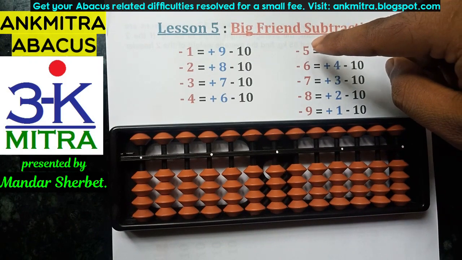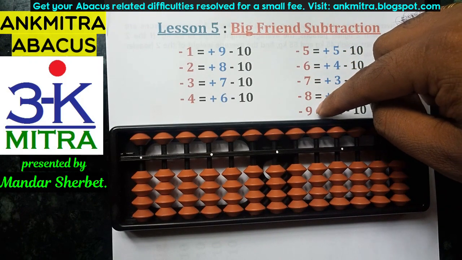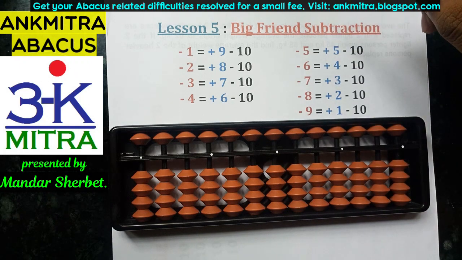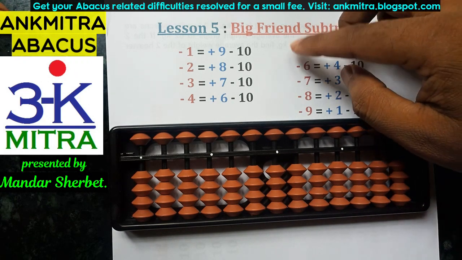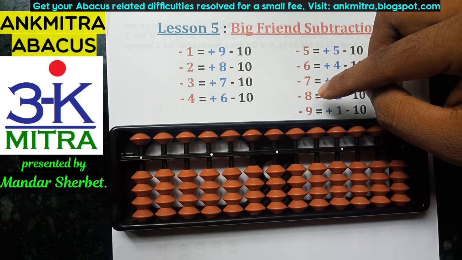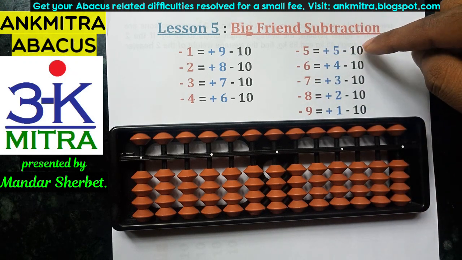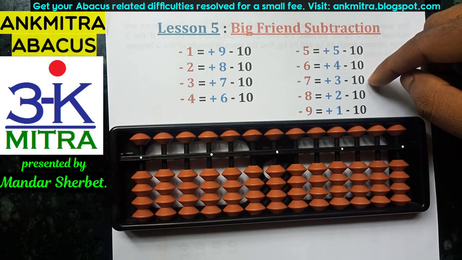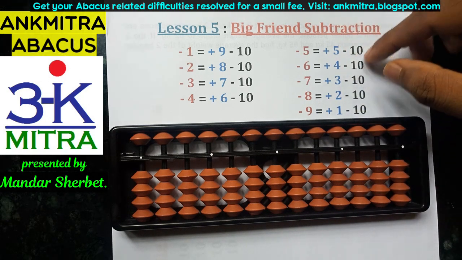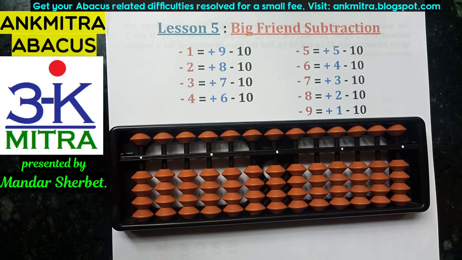For these digits from 5, 6, 7, 8 and 9, they don't have the small friend. Hence, first we check whether we have enough beads to subtract these digits directly. And if there are not enough beads available on the particular rod to subtract directly, only then we come to the big friend formula, where I already mentioned the big friend formulas here. Okay, so I hope this concept is clear with everyone.